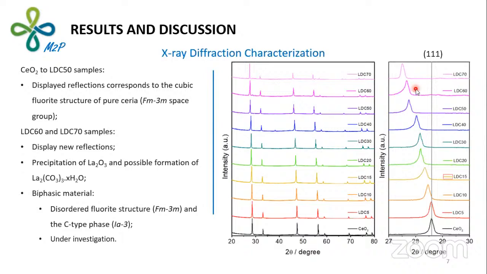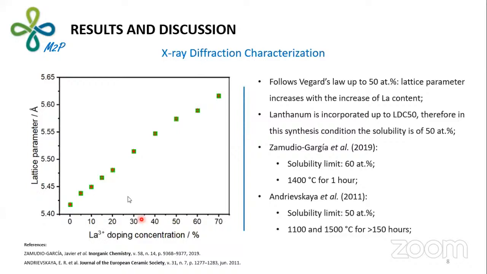As we can see in the zoom of the 111 reflection, there is a shift to lower angles, which indicates the lanthanum incorporation in the fluorite structure. Indeed, when we analyze the lattice parameter with the increase of lanthanum incorporation, we see an increase in the lattice parameter, and there is a linear correlation up to 50%, which indicates that up to 50%, the system follows Vegard's law. Above this value, there is the precipitation of lanthanum oxide or the formation of a new phase. In the literature, some solubility limits around 60% and 50% are reported, and these differences arise from the different synthesis methods and the different heat treatments.